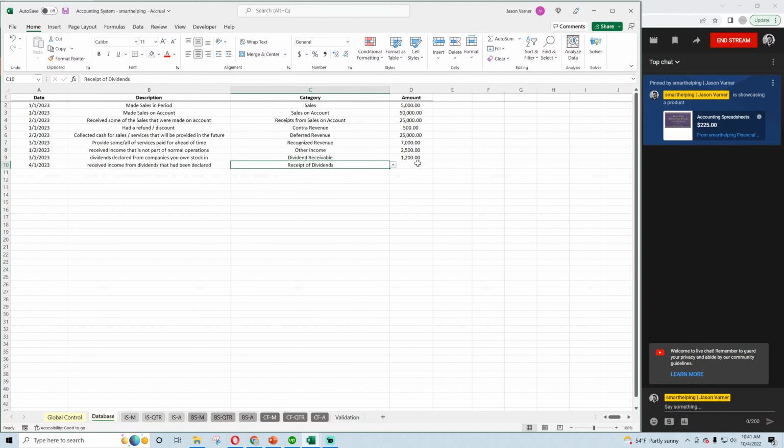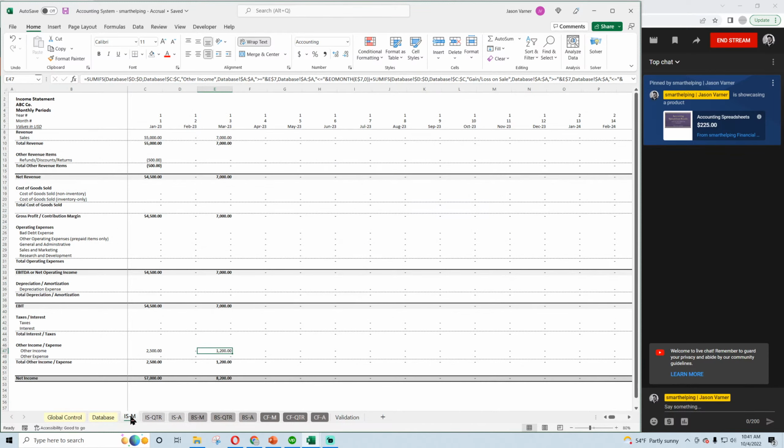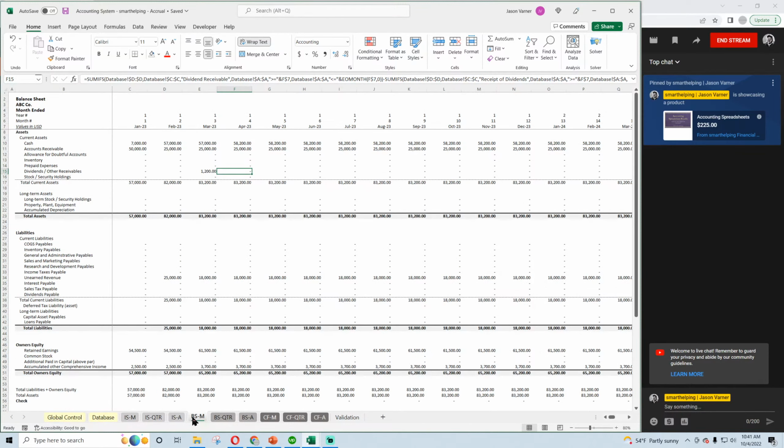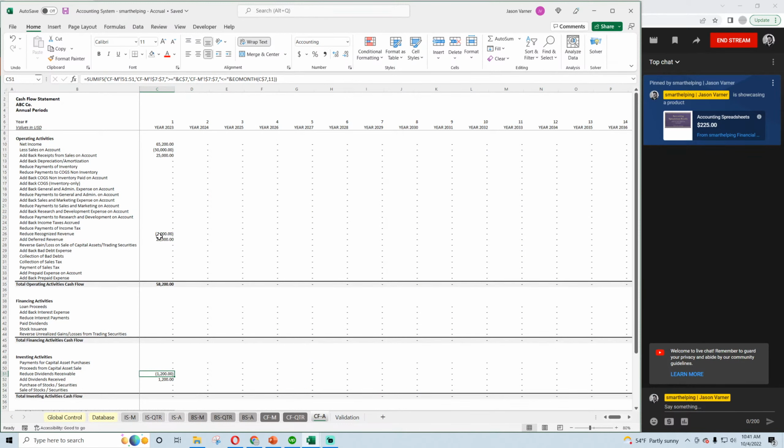And we just put receipt of dividends, and let's say we got the full 1200. Now keep in mind, I'll show you on a cash basis. So here, income statement is not affected. Balance sheet, we now no longer have the asset, but we have the cash that's gone up, and cash flow has gone up here, add dividends receivable.